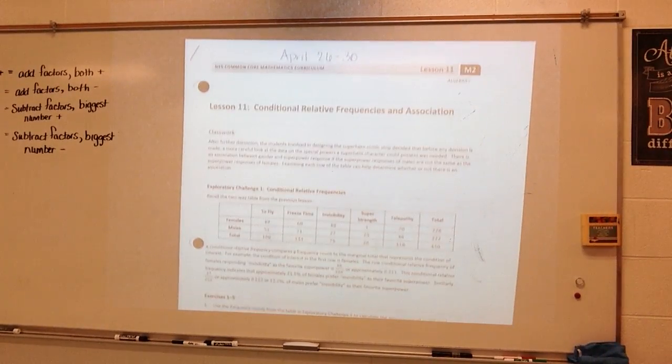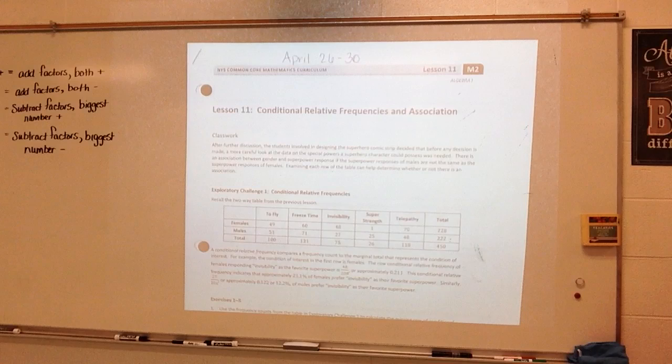This is for the week of April the 26th through the 30th. Let's go ahead and look at this. Conditional relative frequencies and associations. After further discussion, the students involved in designing the superhero comic strip decided that before any decision is made, a more careful look at the data on the special powers of superhero character would possess was needed. There is an association between gender and superpower response if the superpower responses of males are not the same as the superpower responses of females. Examining each row of the table can help determine whether or not there is an association.